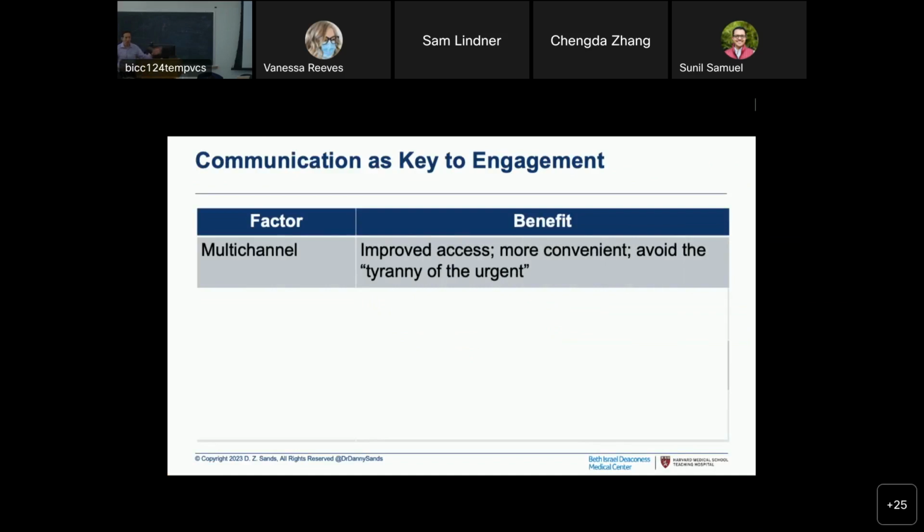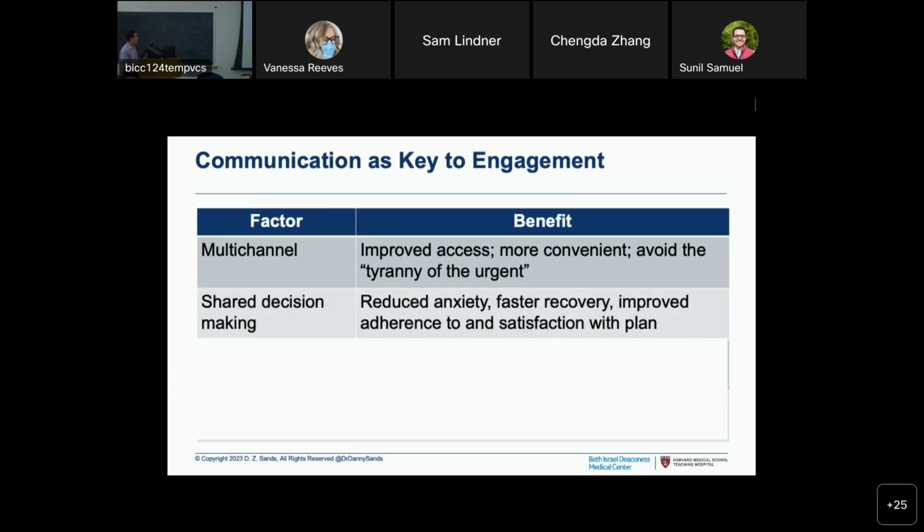We cannot just focus on the time we have in the office, and I'll come back to that later. We need to provide access, for example, to electronic messaging, like email or secure messaging. As Bill knows, I was an early pioneer in this space. I co-authored the very first guidelines on using email with patients in 1998. And still doctors say, oh, I'm not exchanging email with my patients. But it's huge. It improves access, it's more convenient, it avoids the tyranny of the urgent.